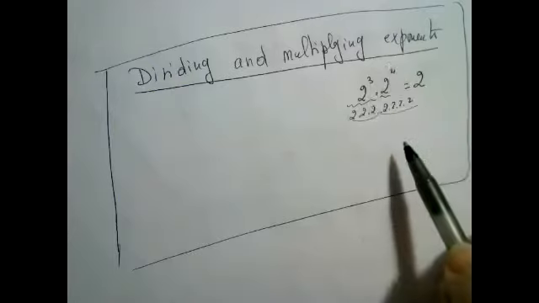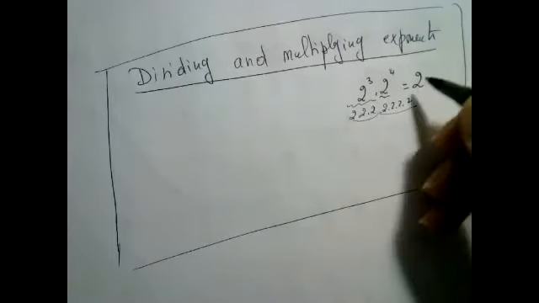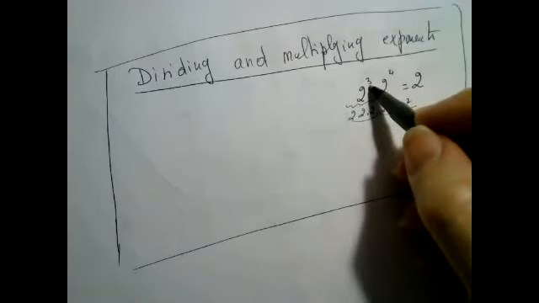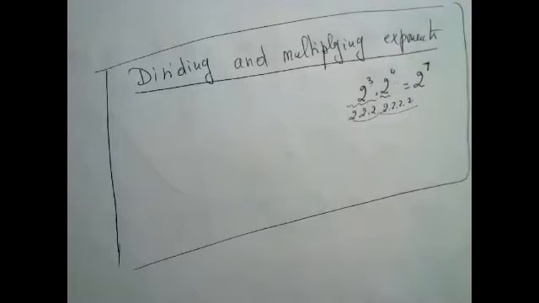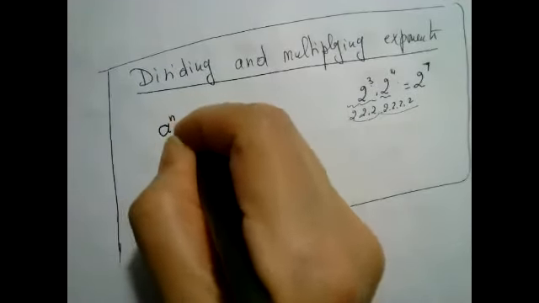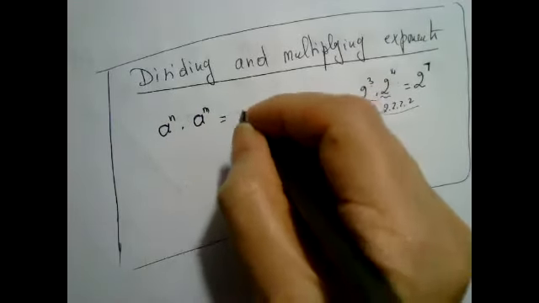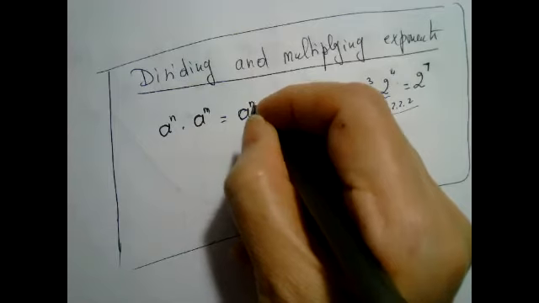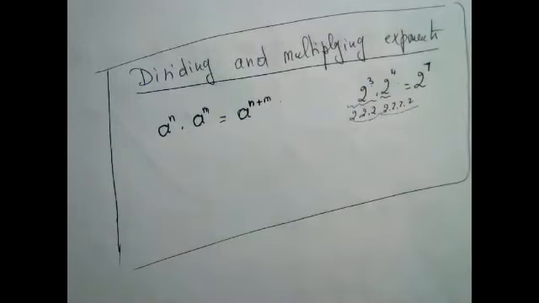So 2 to the 3 times 2 to the 4 is going to give me 2 to how many power? 3 from here and 4 from here, 2 to the power 7. It means that if you have a number, any number, a to the n, you multiply it by a to the m. What you do is you're going to add the powers, n plus m.